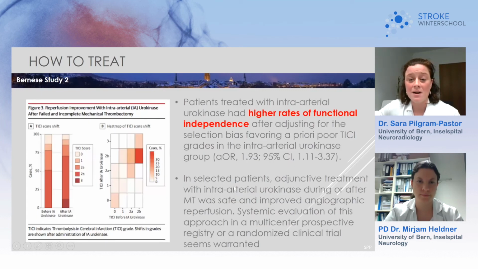So we saw higher rates of independence if we did use urokinase intraarterially after failed or unsuccessful thrombectomy. And this was shown for the TICI and for the MRI score. Statistically, we did find this for patients with a really bad TICI score before and after.